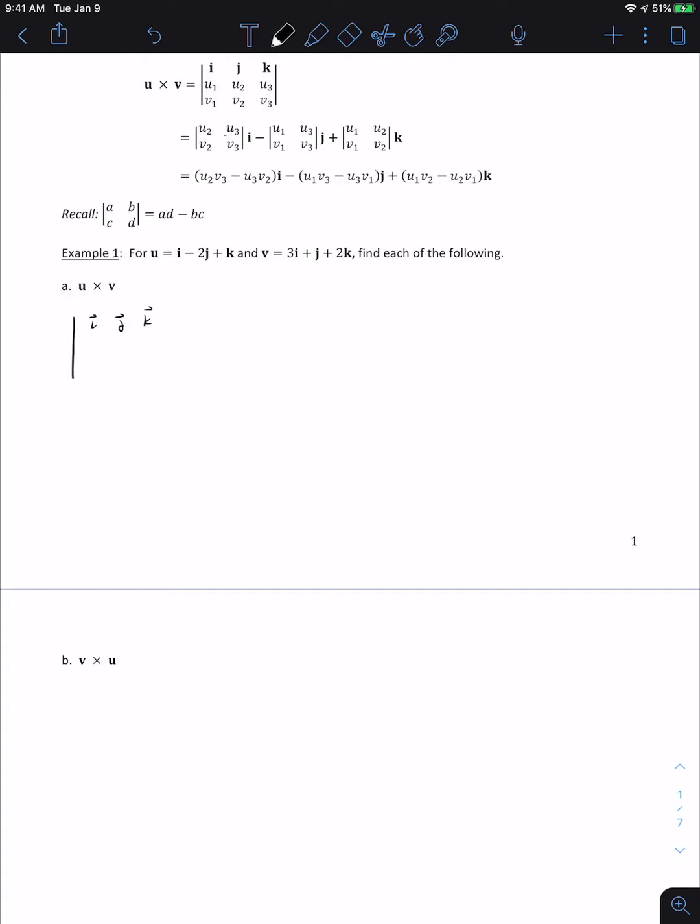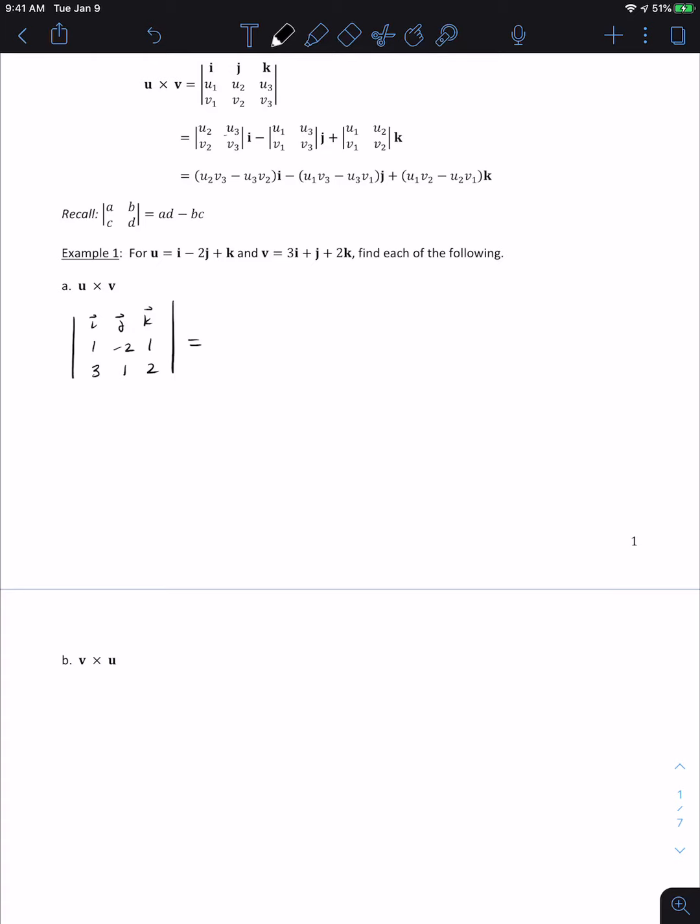And it's just the coefficients. So here I would have 1, -2, 1. And then the components of v, which would be 3, 1, 2. And I'm going to find the determinant of this matrix.